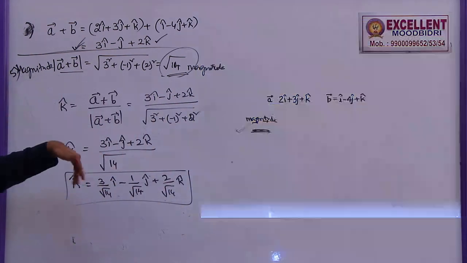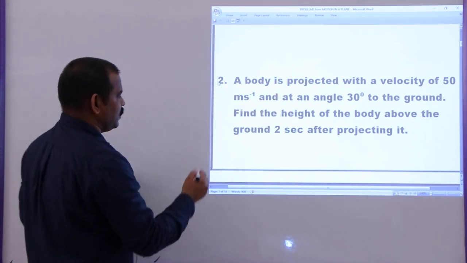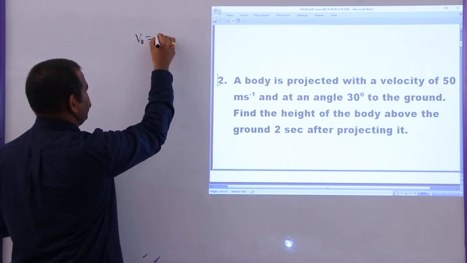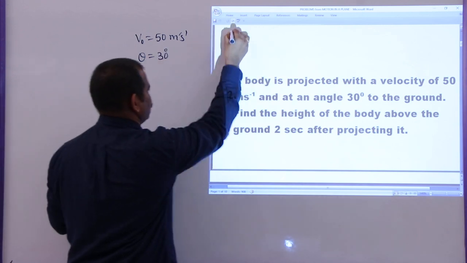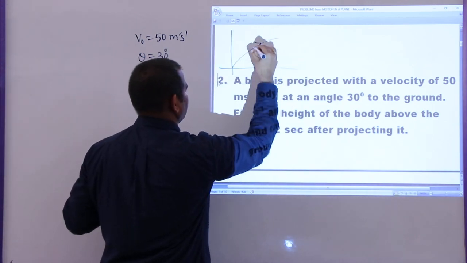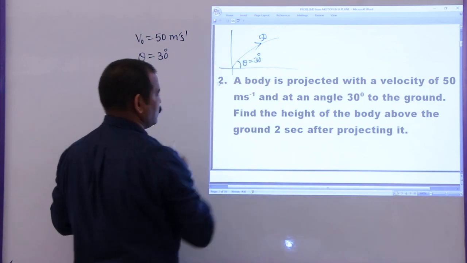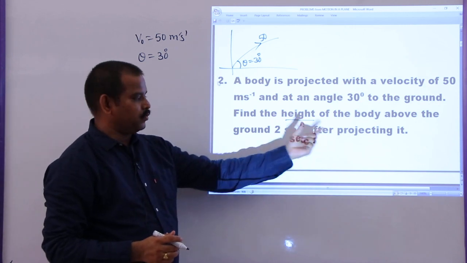So now we will go for the next problem. Problem number 2: a body is projected with a velocity of 50 meter per second at an angle of 30 degrees with the ground. So the initial velocity is 50 meter per second at an angle of 30 degrees. Let us say this is a projectile thrown at an angle theta equal to 30 degrees. Find the height of the body above the ground 2 seconds after projecting it.